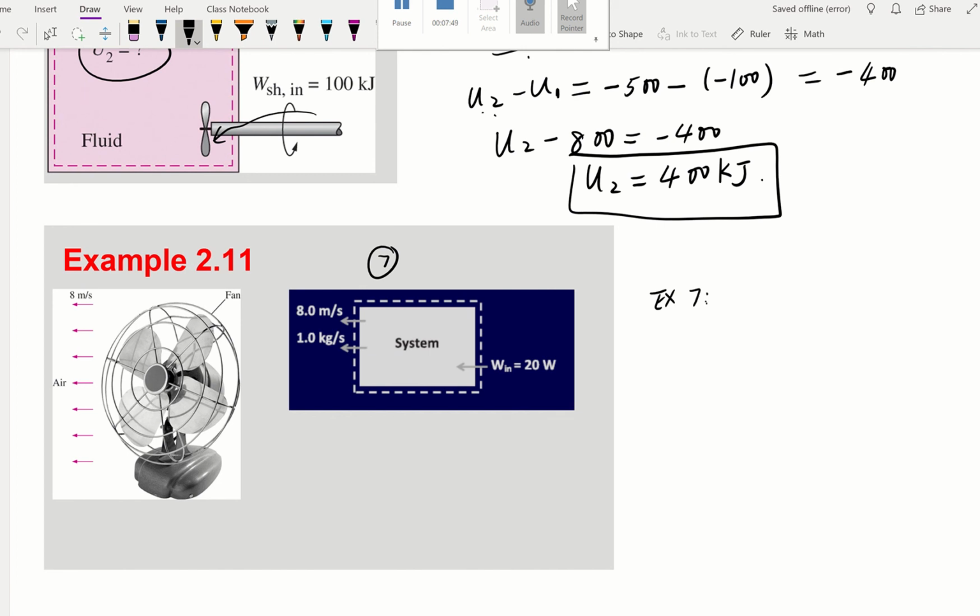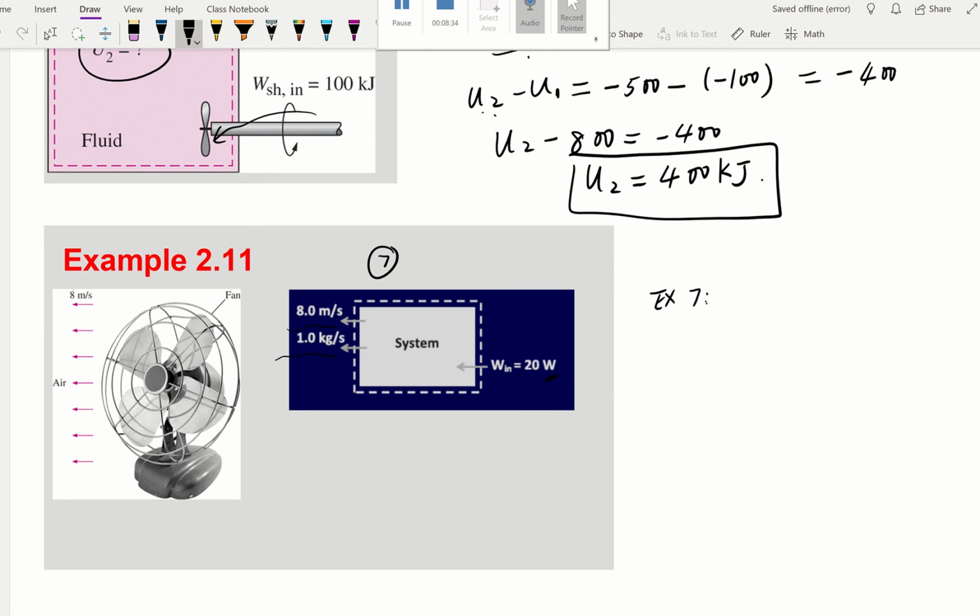For this example, what they say is, if I plug in this fan and I have a power input, realize here it is the power in watt. With 20 watts of power, they said this fan is going to be turning at 1 kilogram per second. That's the mass flow rate, at 8 meters per second of speed. And here you are going to evaluate whether this claim is feasible, if it holds true. So you're going to use the first law, basically the conservation of energy, to figure out if it's true.